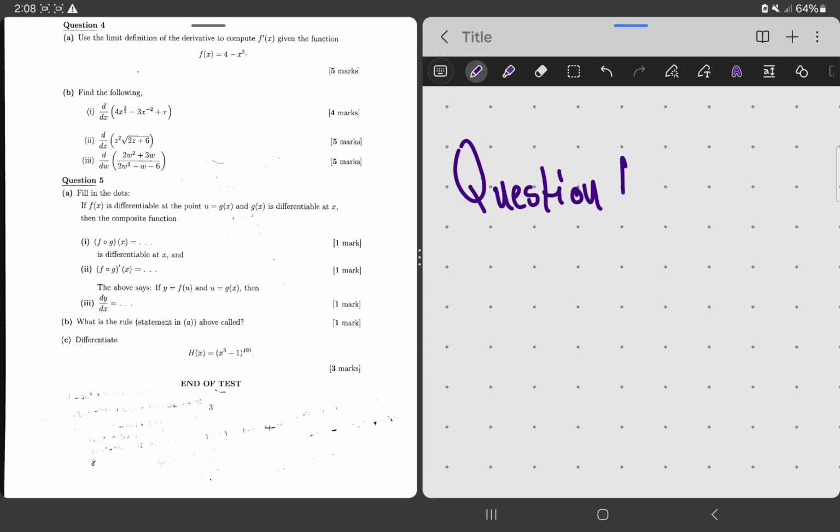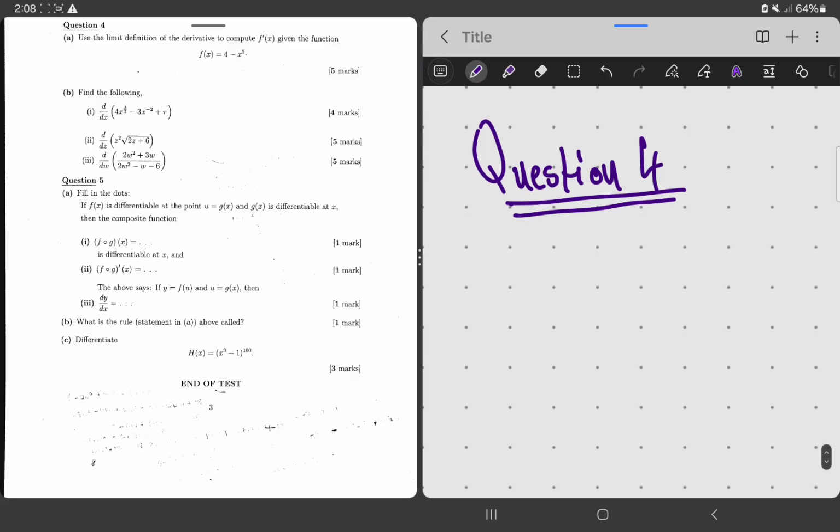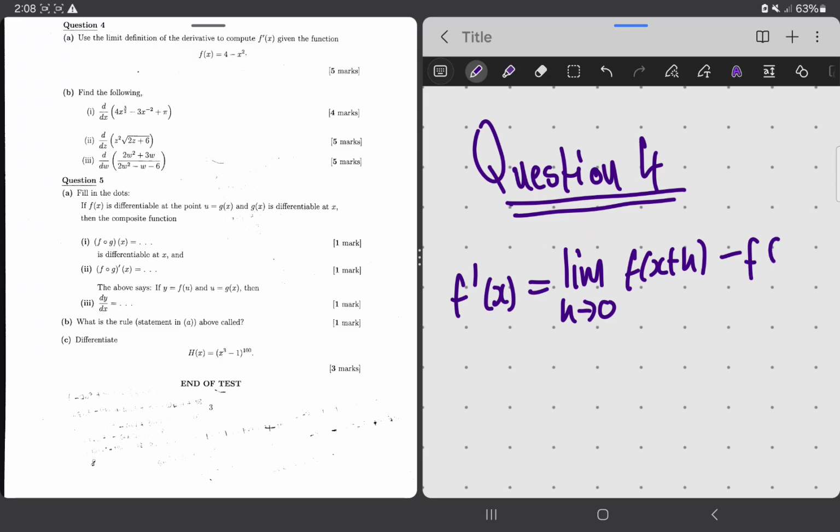Question 4. Now it says use the limit definition. They can either say use differentiate from first principles, or use the limit definition, or the definition of a derivative. You're still going to be doing the same thing. The derivative is the limit as h goes to 0 of f of x plus h minus f of x all over h. So we need f of x plus h, we need f of x, and we divide by h.